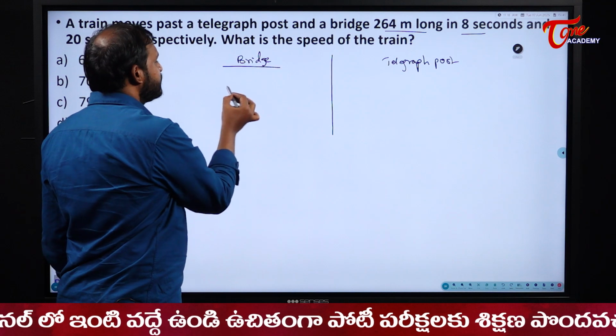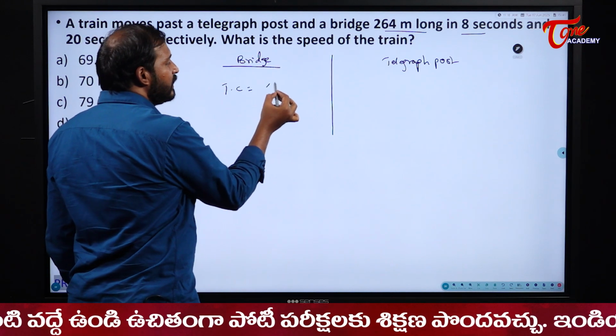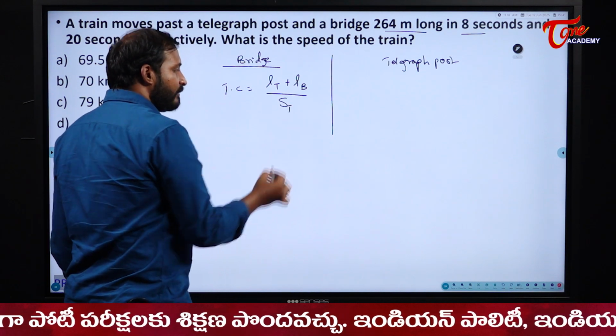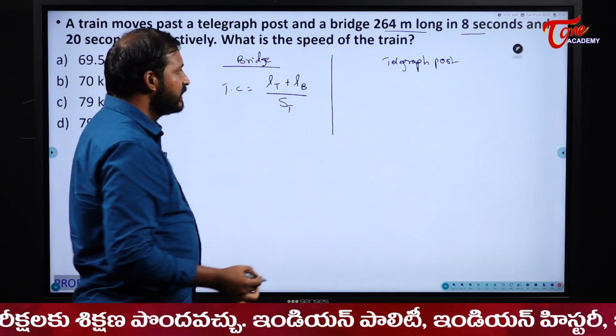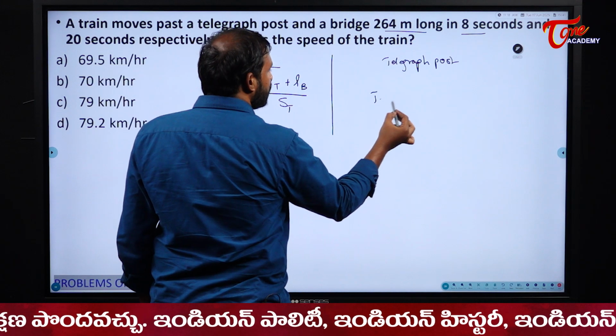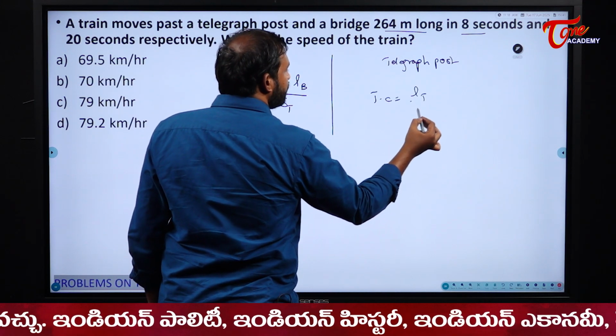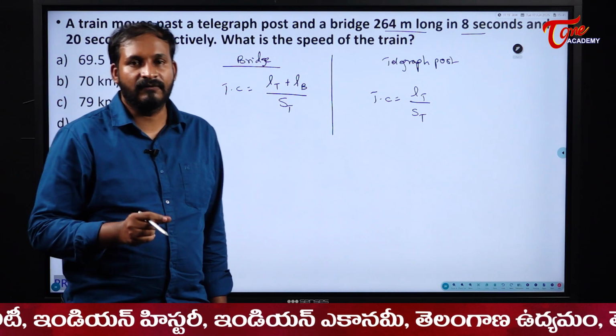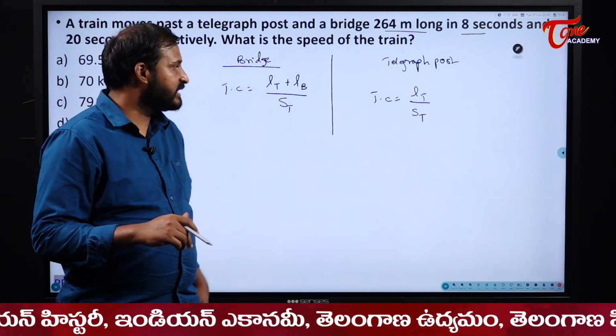So, train and a bridge case. Time taken to cross will become what? Length of the train plus length of the bridge by speed of the train. Why? Because only the train is the moving one. Similarly, this one also, time taken to cross here will become what? Length of the train by speed of the train. Why? Because here we will neglect the width of the pole. That is the reason we will simplify.